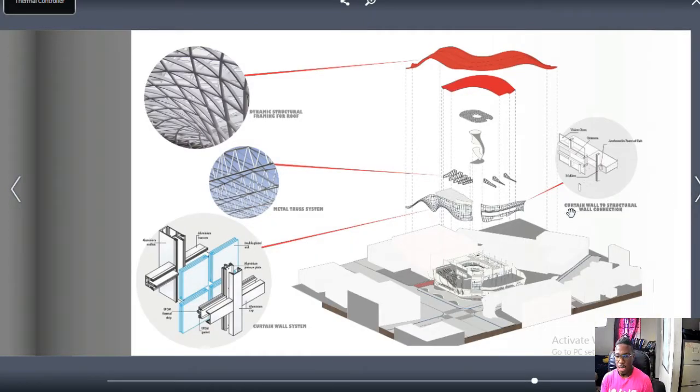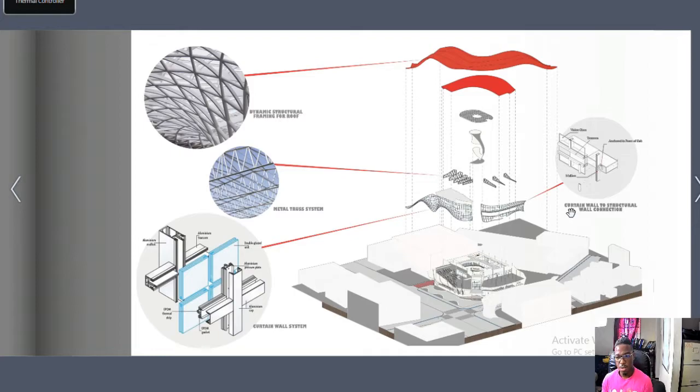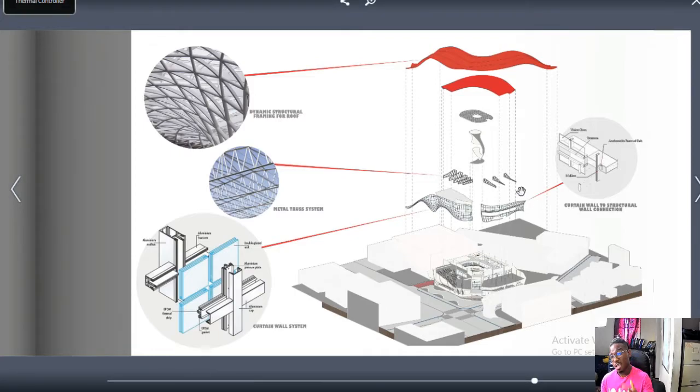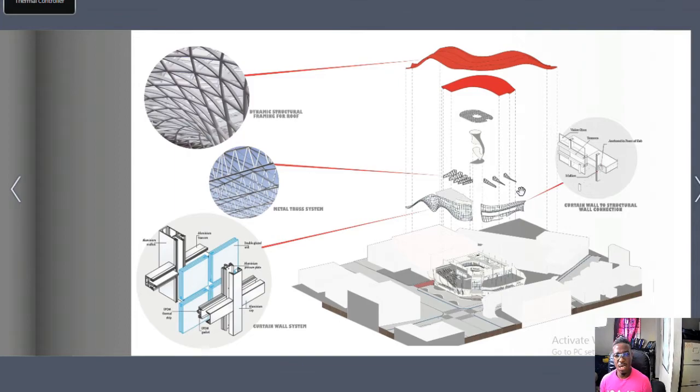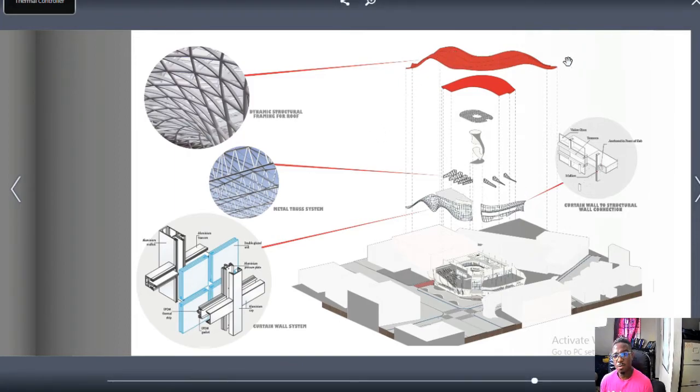So I decided to show an exploded axonometric of the building to basically give an idea of what the structure is really like. And for the solar farm, this is the solar farm, I'm looking at dynamic structural framing for the roof, right? So to give that free form so that it is possible. I looked at a structural thrust system to basically tie the building together and to accept the dynamic framing above.